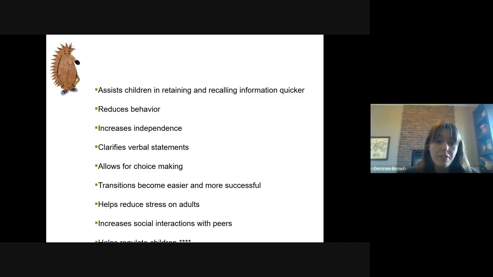It can also clarify verbal statements, so it just makes things a little bit more clear, make a bit more sense, can allow for making choices, can reduce the stress on adults. Visuals can also be used to help social interactions, as well as they can be regulating.